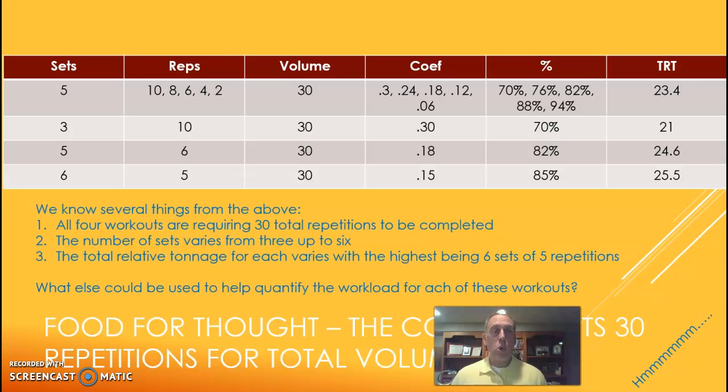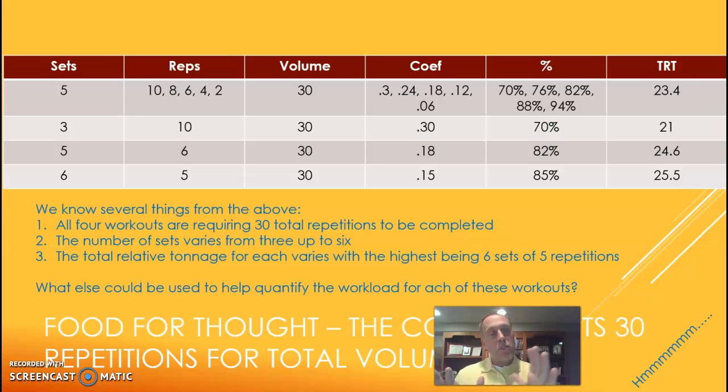So when you look at the total relative tonnage, because you then can take that number and apply it to somebody who has a higher max or lower max, you get an idea of their workload relative pound for body weight. So we know several things from above. When you look at these 4 different workouts, they all have 30 repetitions. The numbers vary from either 3 up to 6 sets, and they all have different total relative tonnages. So when you look at this, you start to quantify this out and you go, okay, well, perhaps the 6 sets of 5 is the toughest one of them all.